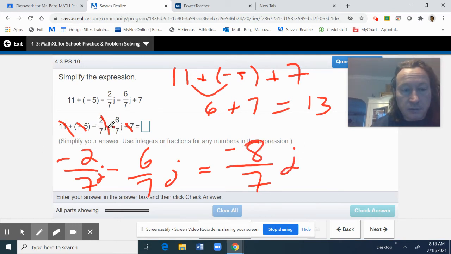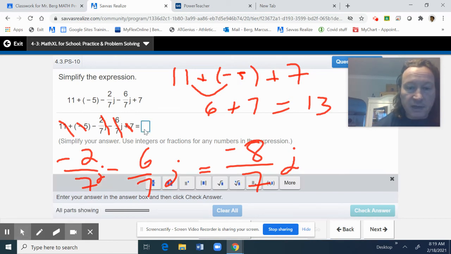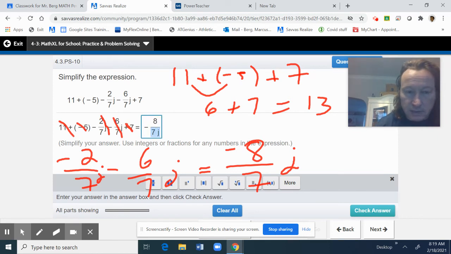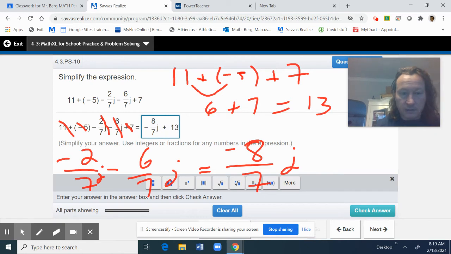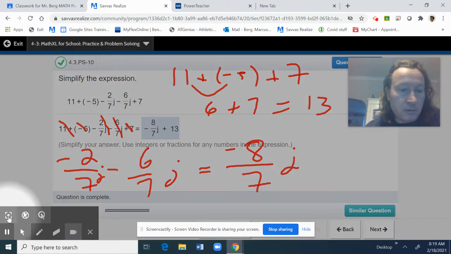So we just use these ones down there. Notice how I separated the numbers up here and the ones with the J's down here. And that would give me, don't forget your signs, negative 8 over 7J. And then up here would be my plus. I got plus 13. And good job.